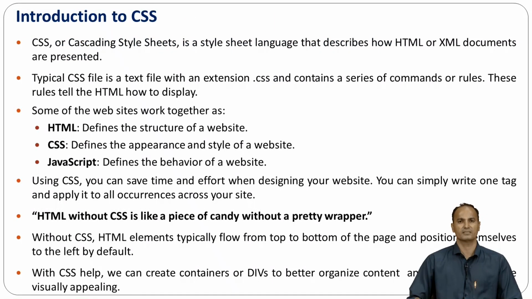So what is CSS? Generally CSS is a short form of cascading style sheet. It is used for adding an appearance or look to an existing web page that is developed using HTML. It simply defines the appearance of a web page. A typical CSS file is saved with an extension of .css and contains a series of commands or rules. These CSS rules tell the HTML how to display.